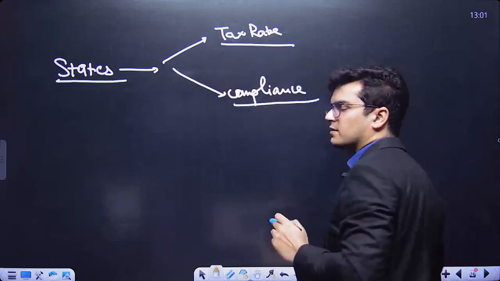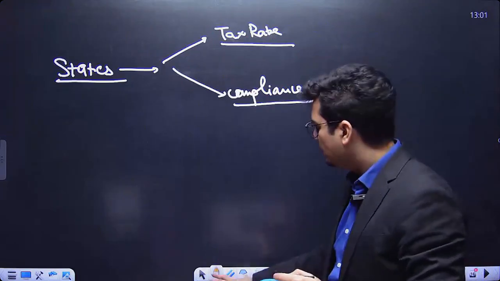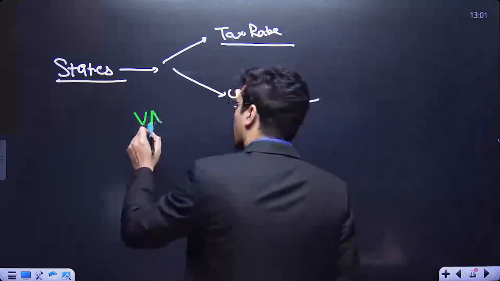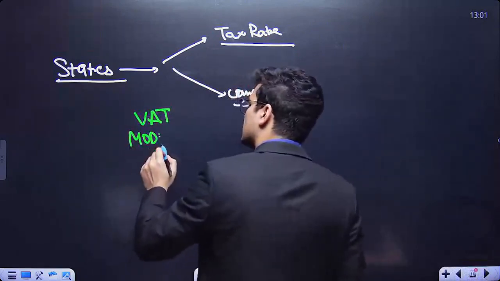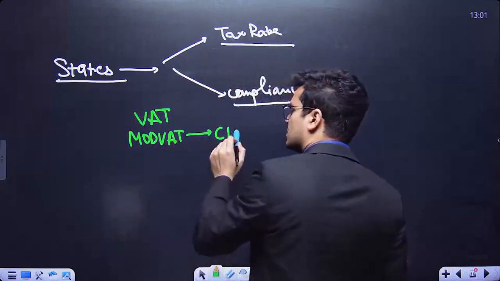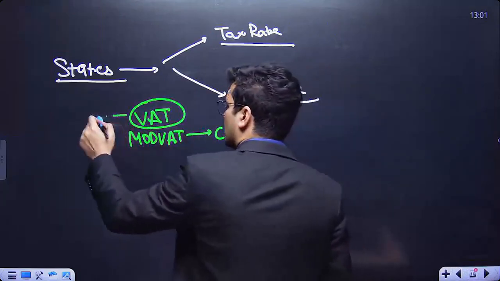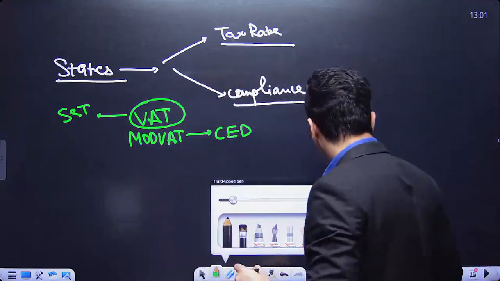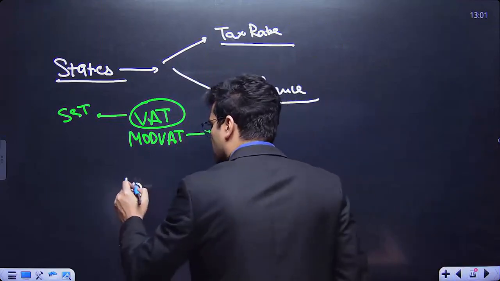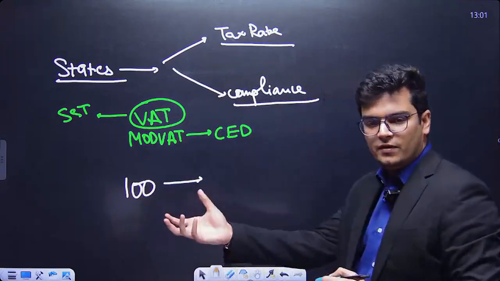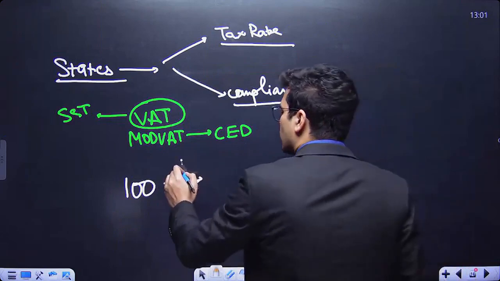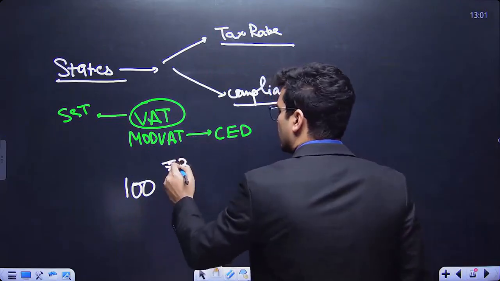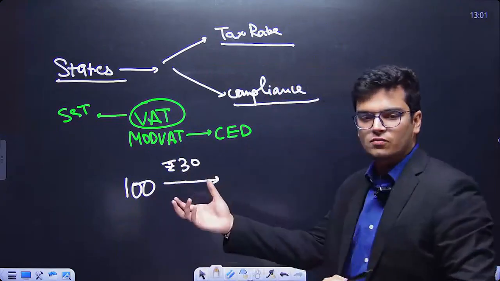Tax rate and compliance, right? जब हम ओरिजिनल सिस्टम में थे, लेट्स से जब हम वैट और मॉड वैट सिस्टम में थे, मॉड वैट फॉर सेंट्रल एक्साइज ड्यूटी एंड वैट फॉर स्टेट्स सेल्स टैक्स, जब हम इस सिस्टम में थे, let's say on 100 rupees of production or 100 rupees of GDP, we were able to collect 30 rupees of tax. Let's say this was the original case.